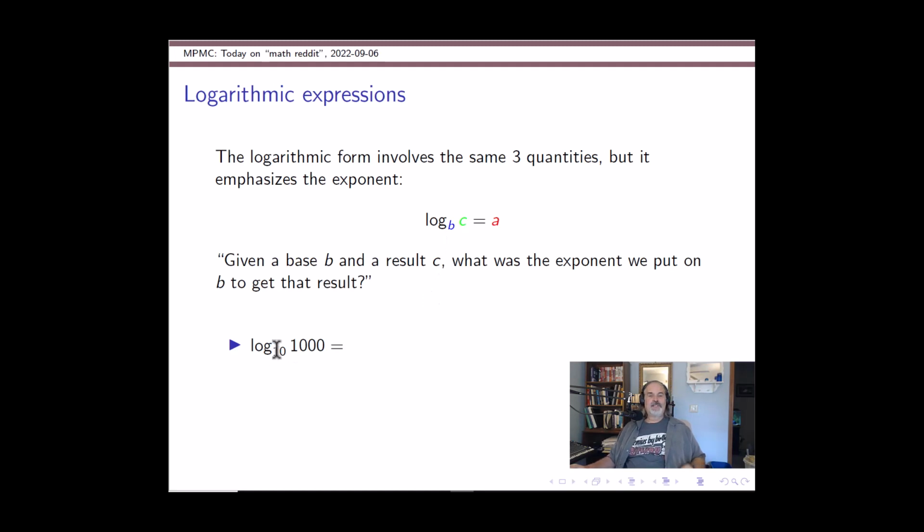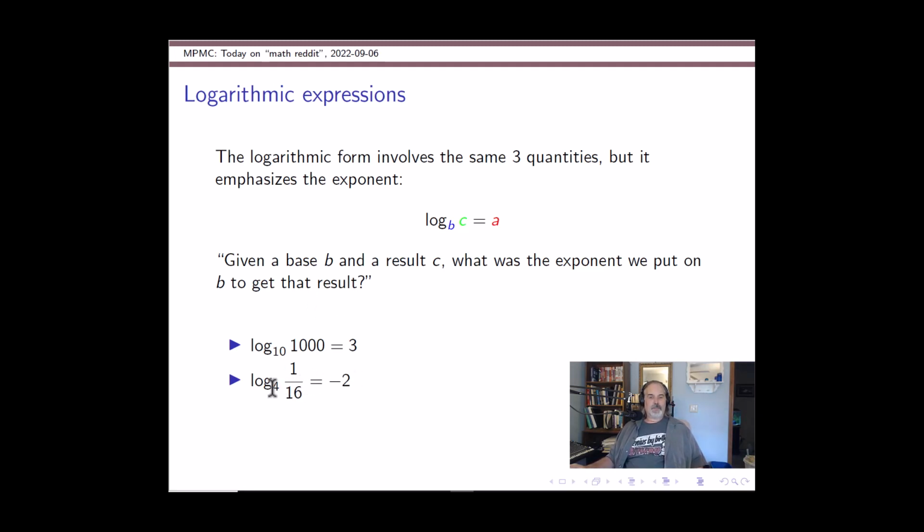Okay, that's why, for example, log base 10 of 1,000. We have a base of 10, a result of 1,000. What exponent on 10 made that happen? 3, because 10 cubed is 1,000. Log base 4 of 1/16 is -2.